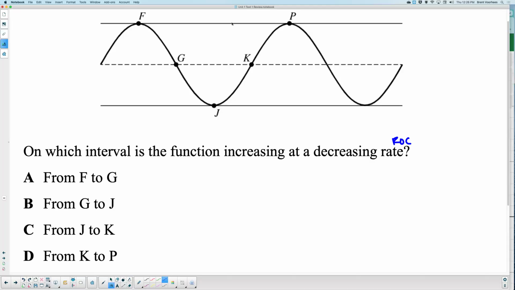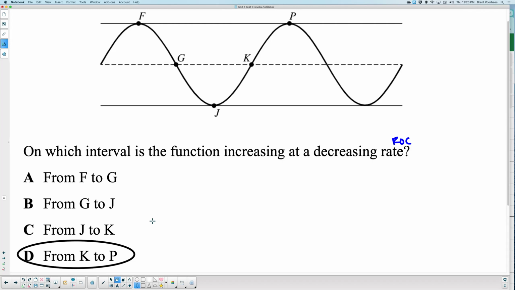Okay, now that I've given you some time to think, what do y'all think? A, B, C, or D is what I'm wanting. 5, 4, 3, 2, 1. D? I agree. It is D. All right, I'm going to circle D here, and let's talk about why it is.